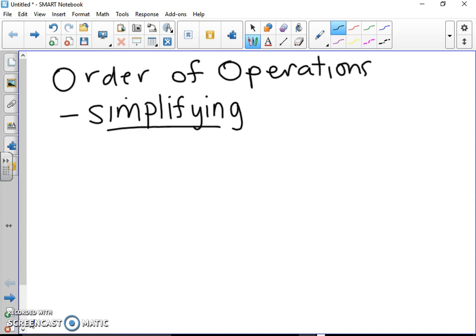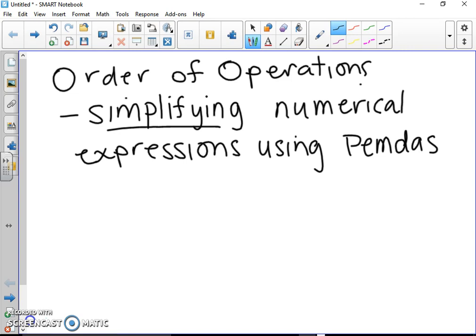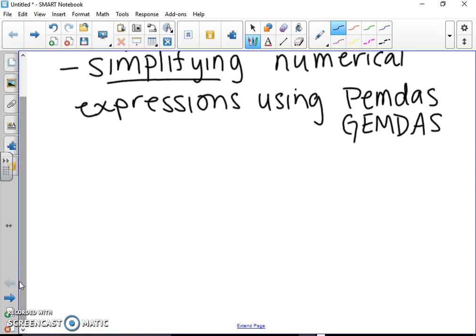Simplifying numerical expressions using PEMDAS, or what we're going to see today is GEMDAS. I like to say GEMDAS more than PEMDAS, and I'll explain why. So what is PEMDAS? What is GEMDAS? The P or G stands for grouping symbols.